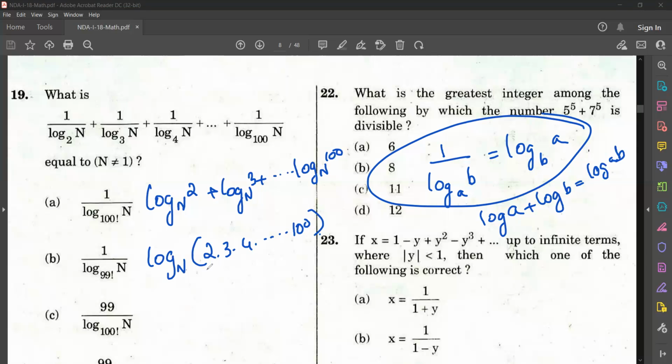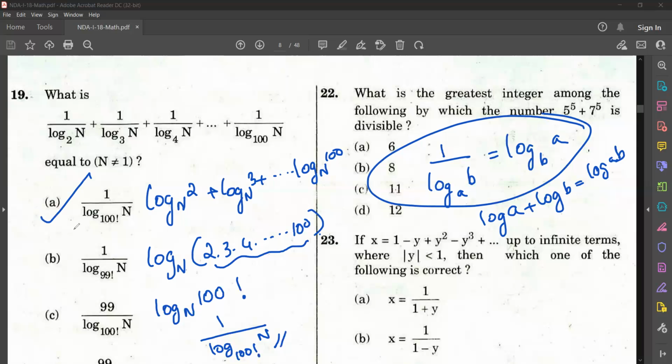So what is that? This is 100 factorial, isn't it? 1 into 2 into 3 into 4 into etc. up to 100, that is 100 factorial. So log to the base n 100 factorial, isn't it? Or we can rewrite as 1 by log to the base 100 factorial n. So which is that? Option A. 1 by log to the base 100 factorial n.